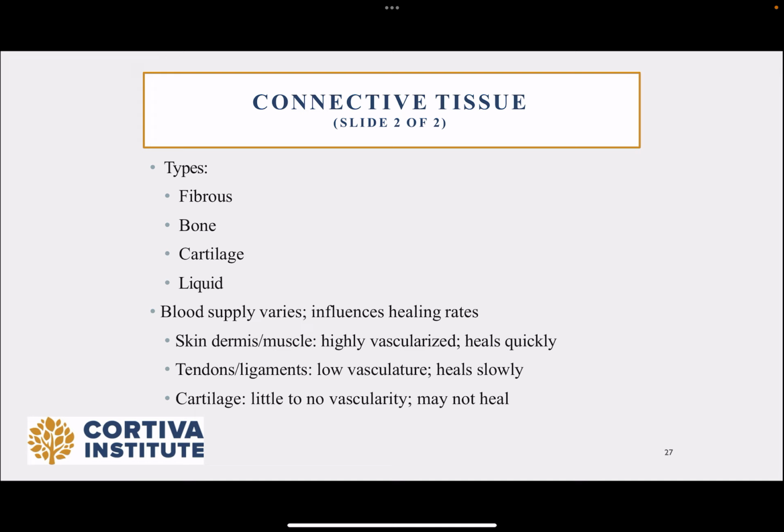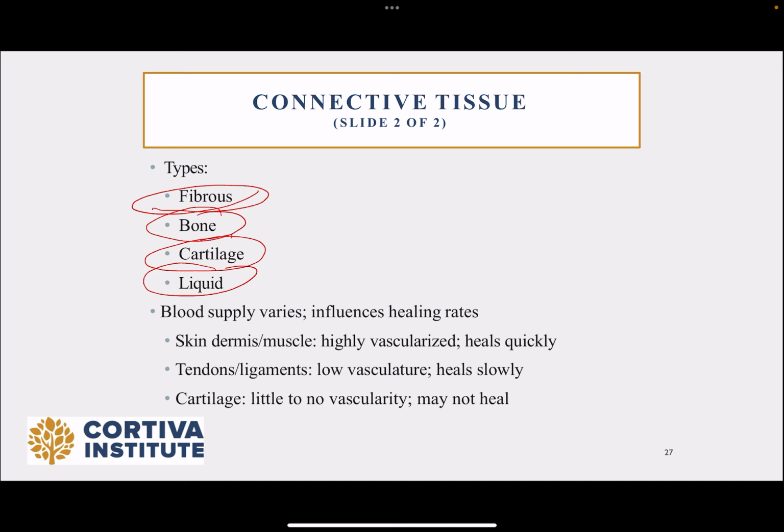Connective tissue has 4 types, right? We have fibrous tissue, bone, cartilage, and then liquid connective tissue. Liquid connective tissue could be like our lymph, right? Blood supply, of course, is going to vary depending on what that specific type of connective tissue needs, right? And that could influence the healing rate. For instance, the dermis, right? This is a highly vascularized location, and it heals very quickly. Why? I can't just have a gash on my arm and walk around like nothing is going to happen. No, my body recognizes I need healing there and I need it quickly, right?